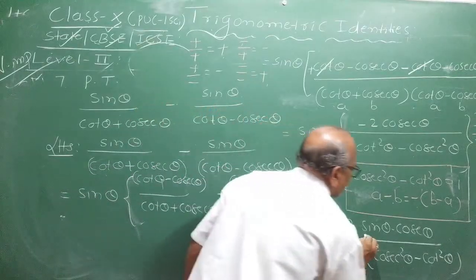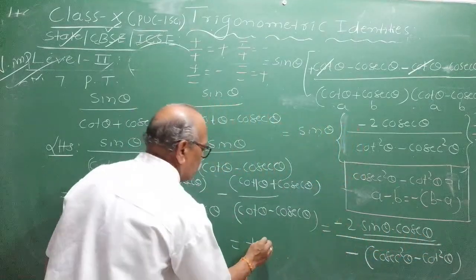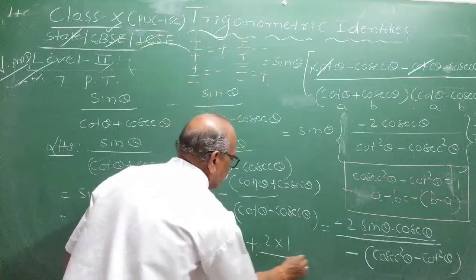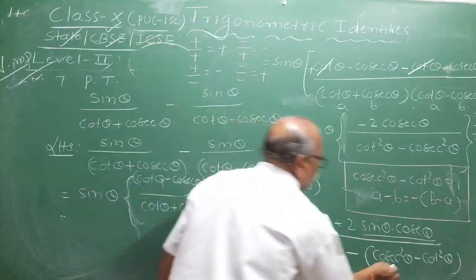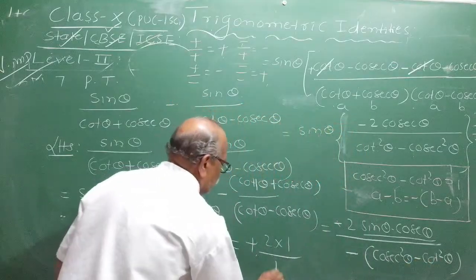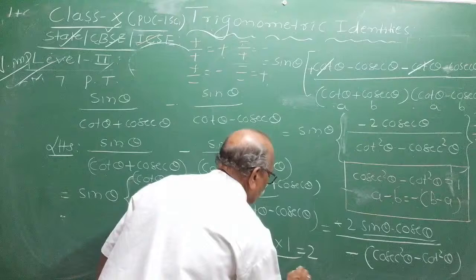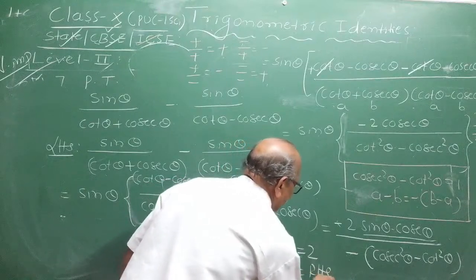What is sin theta into cosec theta? Reciprocal relation. 2 into 1 divided by, already minus upon minus became plus. Cosec square theta minus cot square theta is 1. Hence you got 2. That is RHS.